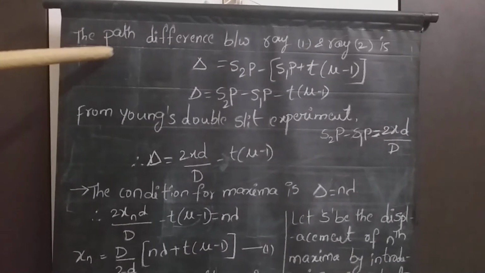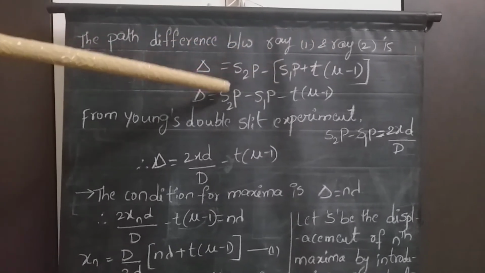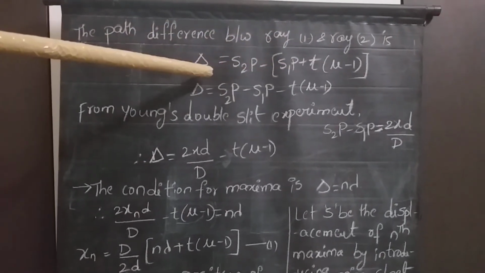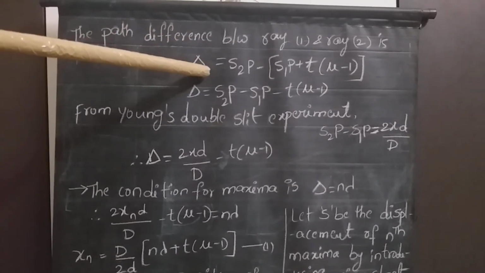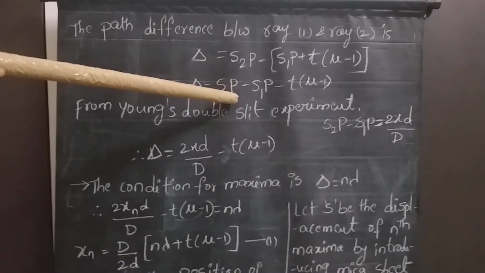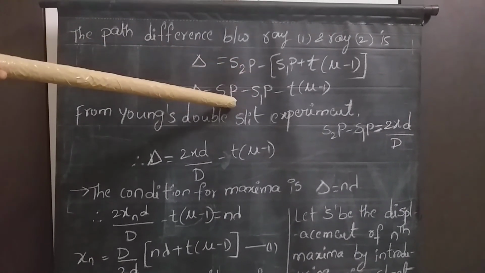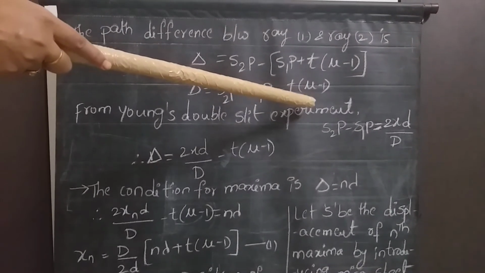So, the resultant path difference between ray 1 and ray 2 is given like this. Generally, path difference is indicated with delta. Therefore, I have taken delta notation here. Delta is equal to this much. If I rewrite this term, it will be S2P minus S1P minus T into mu minus 1.